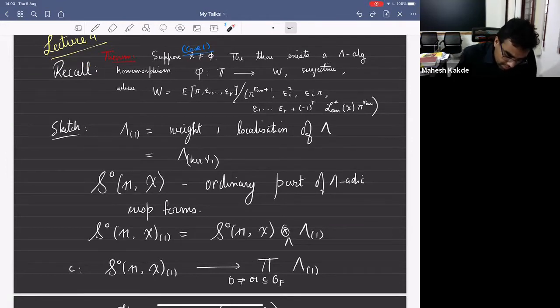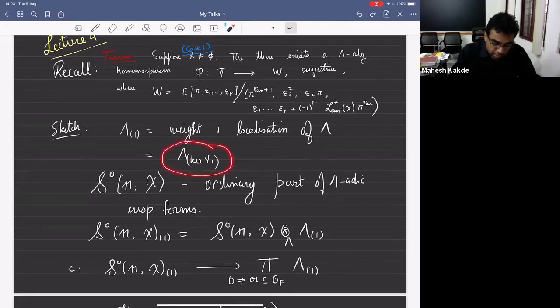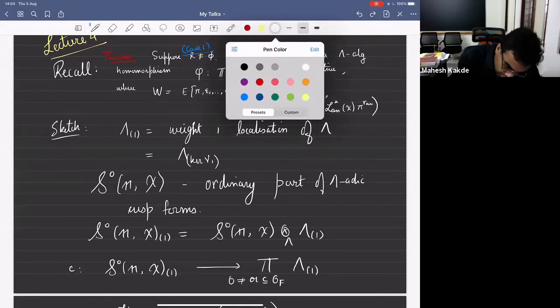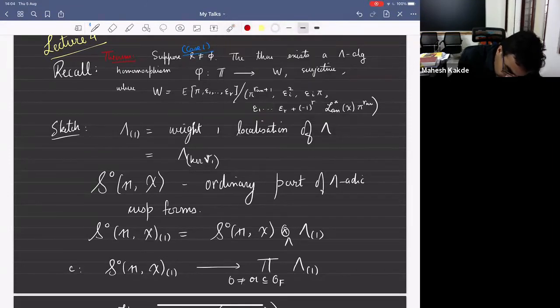So lambda sub 1, this is the space that we are working with. Okay, so we are working at weight 1, so we don't really care about other weights. So I'm localizing my lambda at weight 1, which means that I'm inverting everything which is outside the kernel of this map V1. Okay, there's this map, right? This thing V1 from lambda to E.